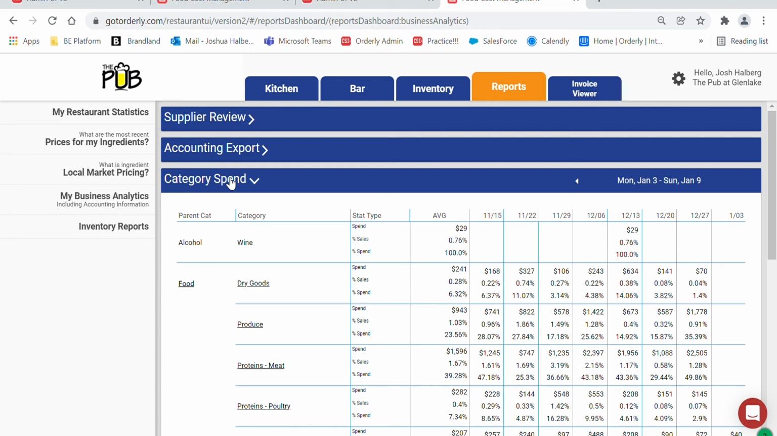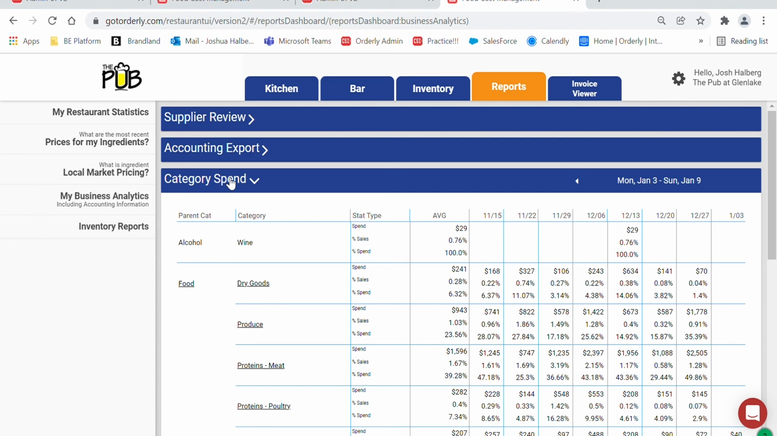The next row is the percent of sales that category represented out of your total food sales. And lastly, your percent of spend that category represented in your total spend on food-related items. Orderly's general rule of thumb is we'd like to see our percent of sales stay within 1 to 2 percentage points week over week. Anything outside of that, we would want to dive a little deeper in order to see what is causing the increase or decrease.